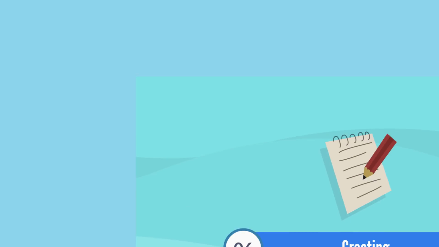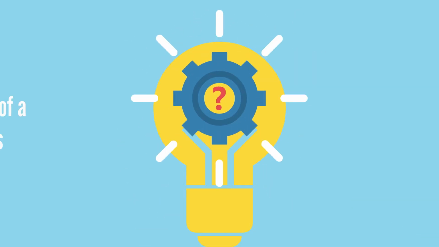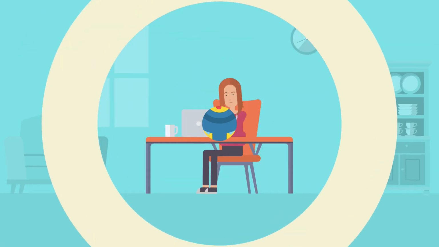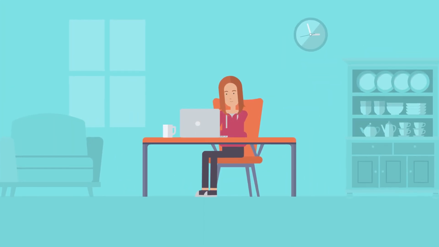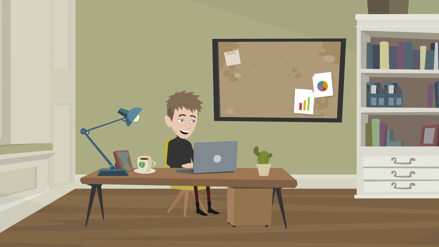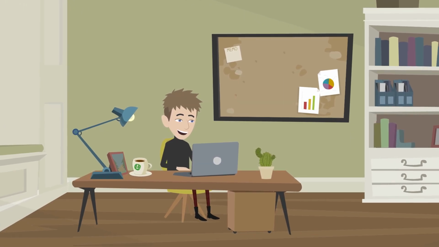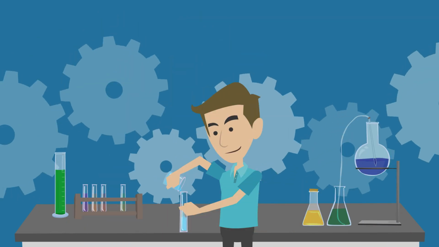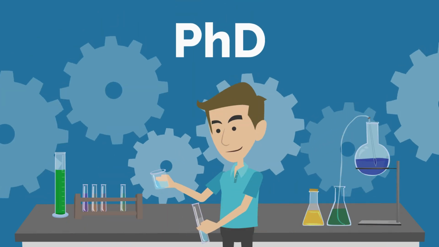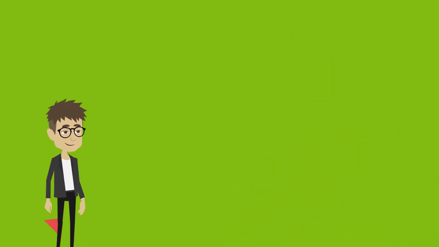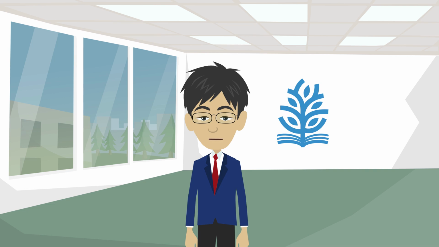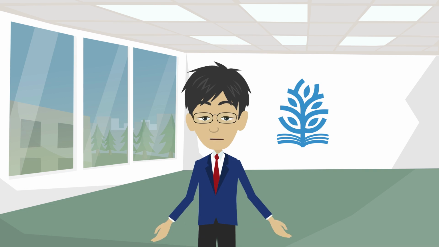Creating. This stage of learning requires the development of a hypothesis and justification of its validity. This is possible only once you have mastered everything in a particular area and can reorganize elements into a new pattern or structure. Working in research or pursuing a PhD requires you to think at this highest level. As a high school student, it can seem like opportunities to achieve Level 6 learning are limited, so we'll explore some creative outlets later in the video.